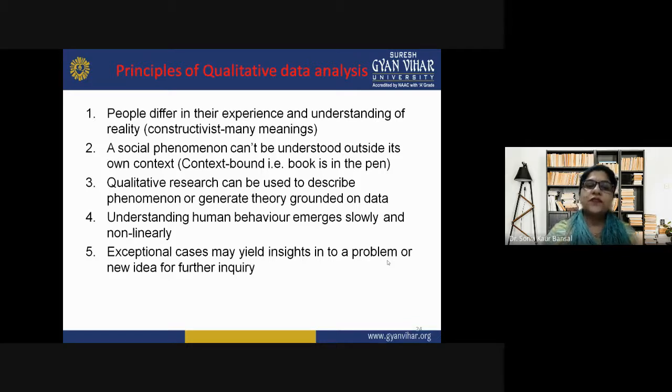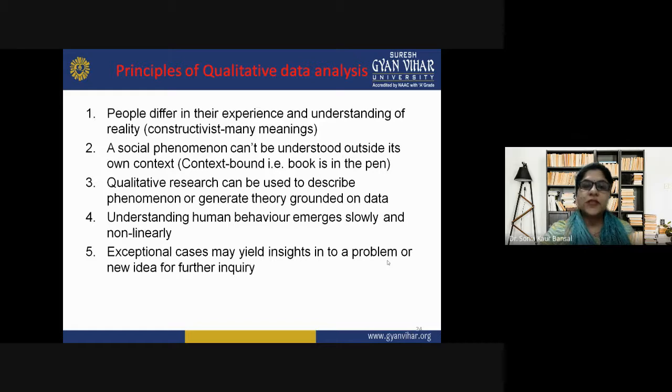Secondly, social phenomena cannot be understood outside their own context. Context bound: the book is in the pen, this is how the book is written. This is talking about social phenomena. Thirdly, qualitative research can be used to describe phenomena or generate theory grounded on data. Then, understanding human behavior emerges slowly and non-linearly. Exceptional cases may yield insights into a problem or new ideas for further inquiry.